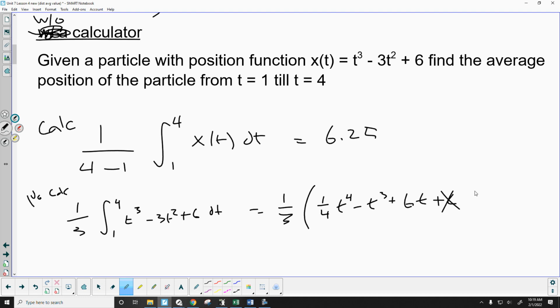Don't worry about the plus b because you're going to subtract. You'd have to plug in 4. You'd have to plug in 1. Lots of arithmetic, but that's what we have to do with that calculator. That was a genius discovery by Newton: how you can use antiderivatives to find accumulation.